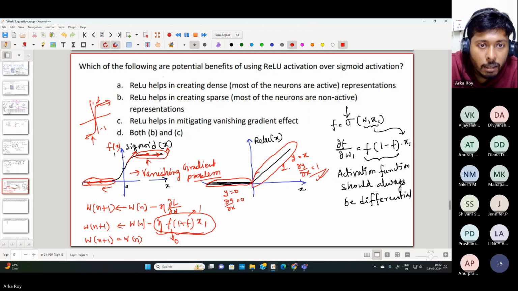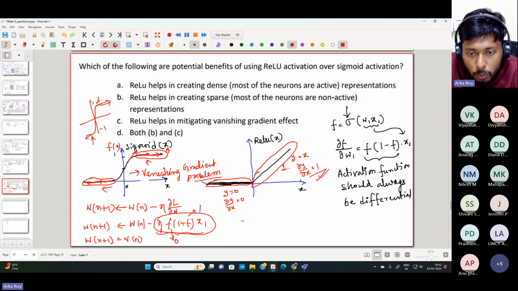So let us scan through the solution. Another thing is that the sigmoid function outputs sigmoid of x; if we put any value over here, it will give some real output.